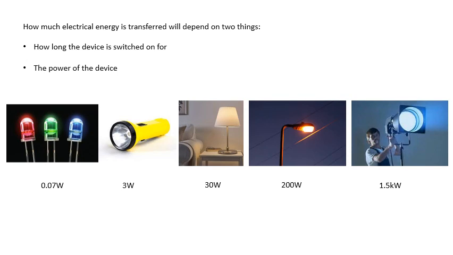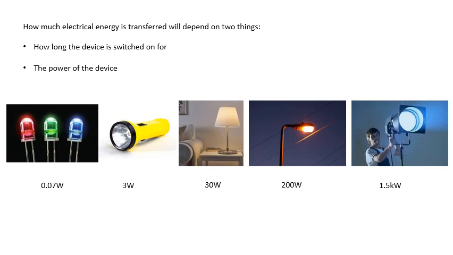Now, how much electrical energy a device will transfer depends on two things. The first one should be obvious, it's how long it's switched on for. If it's switched on for twice as long, it'll transfer twice as much energy, which is why your mum has a go at you if you leave your bedroom lights on. The second thing is the power of the device.